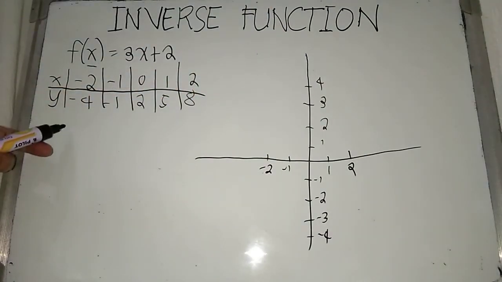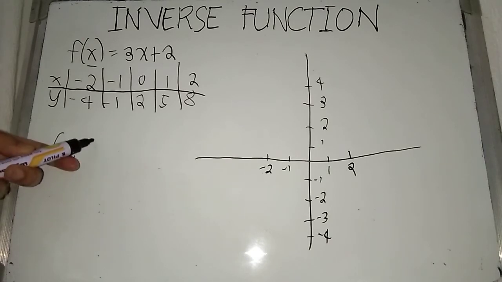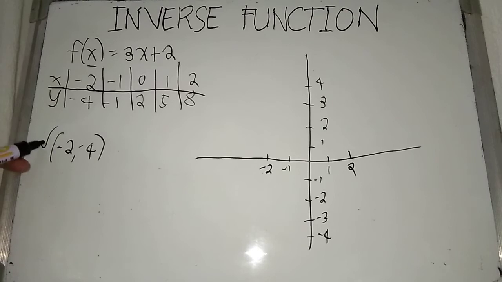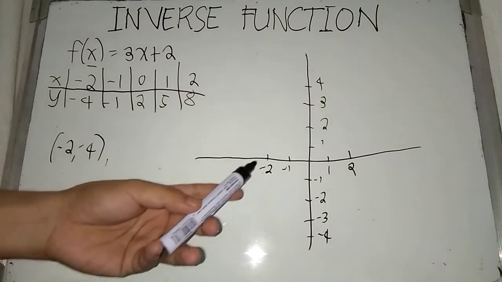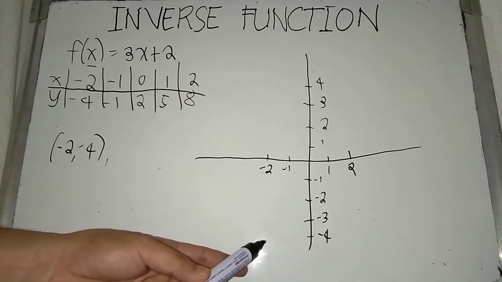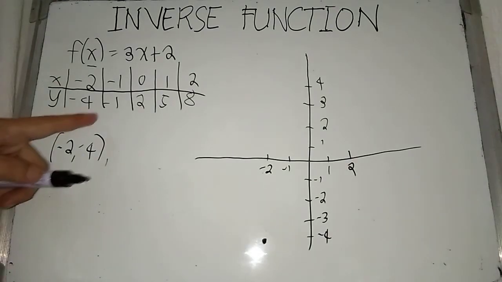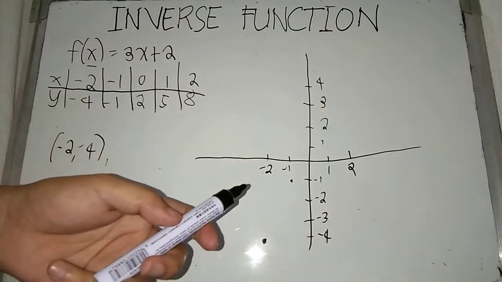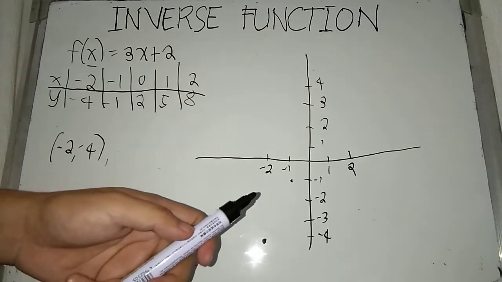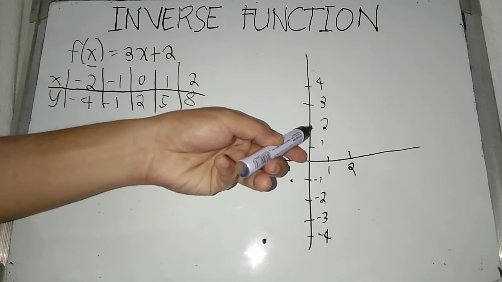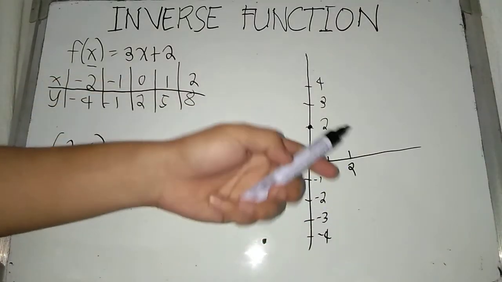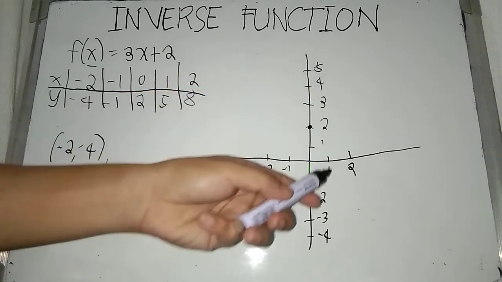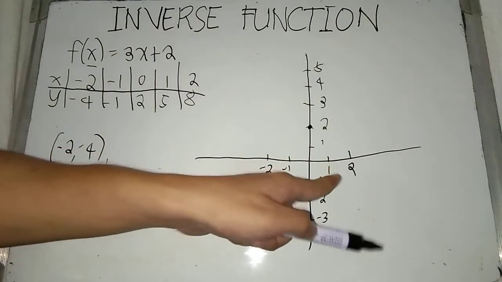Now, if x is negative 2, our y is negative 4. This is our first ordered pair, so somewhere here. Now, if x is negative 1, y is negative 1. If x is 0, then y is 2. If x is 1, then y is 5.